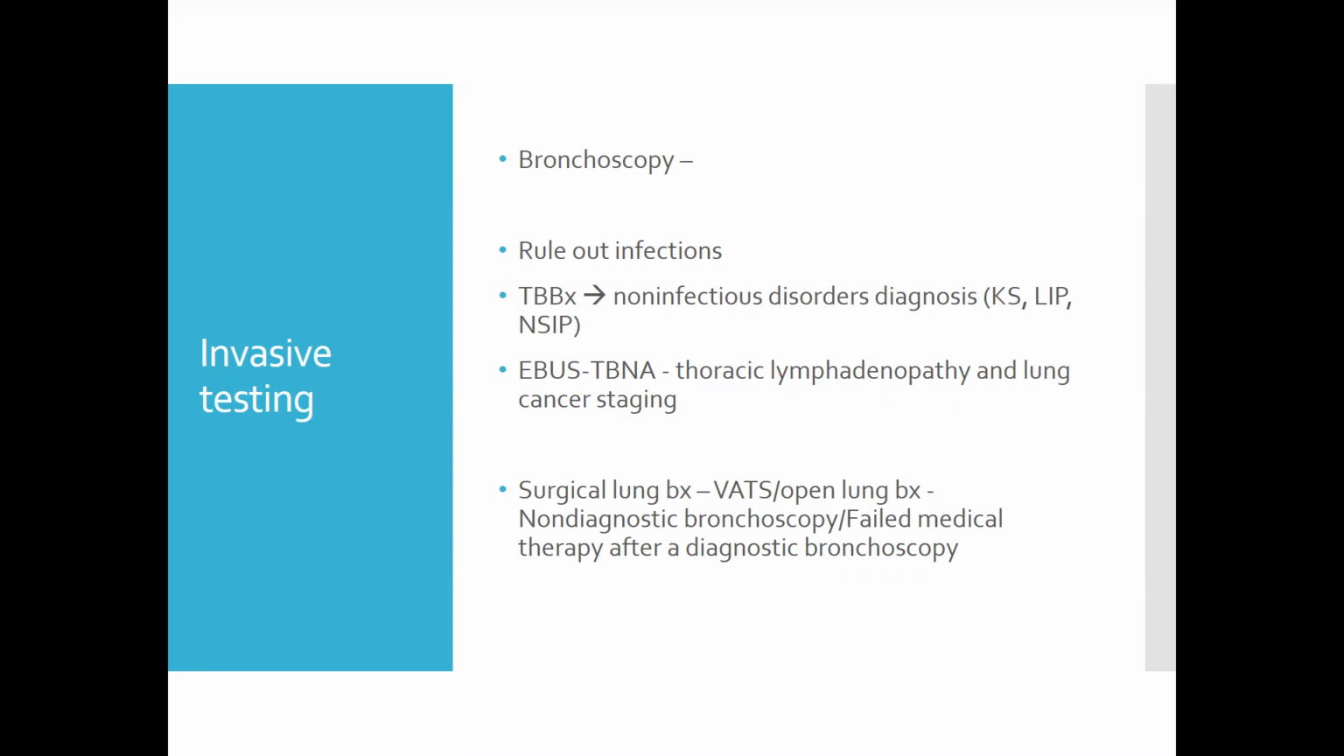And then EBUS TBNA becomes very important because, as I'm going to be discussing the importance of malignancy in HIV, we can diagnose lymphomas and also do lung cancer staging with EBUS TBNAs. At times when even this is not sufficient, we may need to perform surgical lung biopsy with either VATS or an open lung biopsy to get more information.